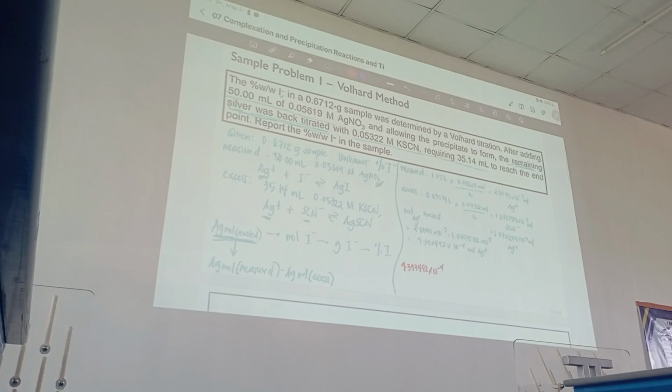9.393492 times 10 to the power of negative 4 moles of Ag, convert na to into moles of I. You have 1 is to 1 na siya, di ba? 1 mole of I over 1 mole of Ag times 126.9, nagikan? Per unit table, molar mass sa I. Times 100 grams of I all over the sample, 0.6712 grams. Times 100. Your answer should be equal to 17.76%.